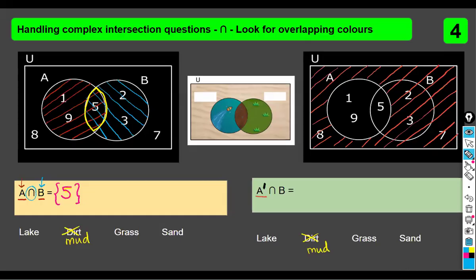Now I have grabbed the other color, the blue ink. You have to shade who is B, because you want to know the complement of A intersect B. Who is B? B is the grass and the mud. So let's shade the grass and the mud in blue. Choose a different direction.